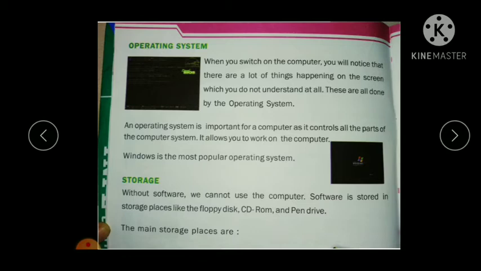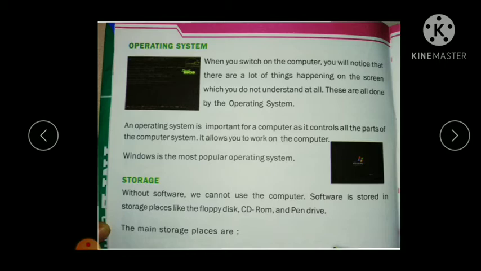Then let us see what is operating system. We learned what is hardware and what is software. Now we are going to learn what is operating system. Do you know what is operating system? Yes. The operating system is just like the driver of the computer. Without a driver, a bus cannot move. In the same way, without the operating system, a computer will not work.